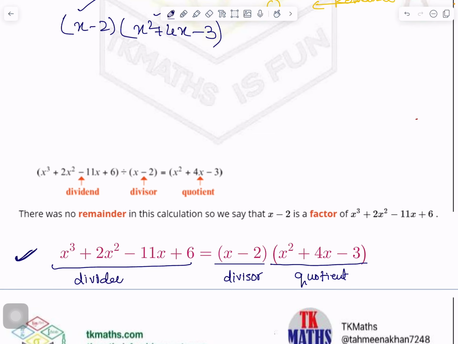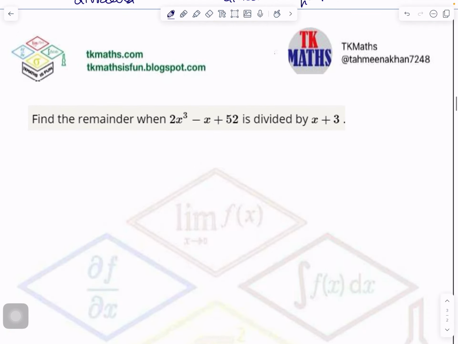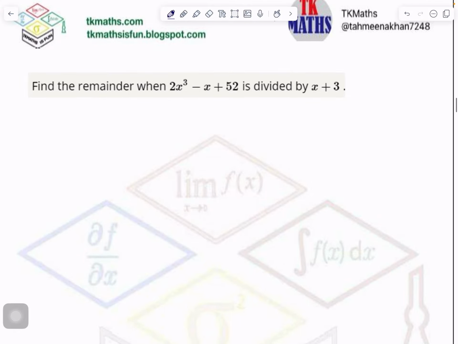Now let's take one more example. But now the question is saying find the remainder. So it means I will not get remainder 0. I will get some remainder. So what is the meaning of that? What is the importance of that? We will check that very quickly. So let's divide again. Now something is very important here. If I see my dividend, I don't have an x squared term. So how do we do division in that case? Let's see.